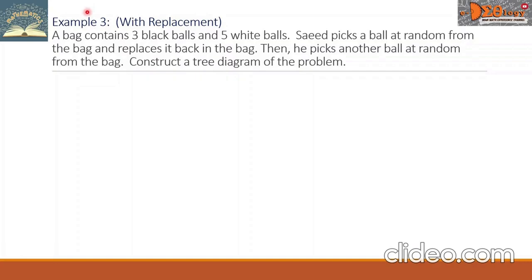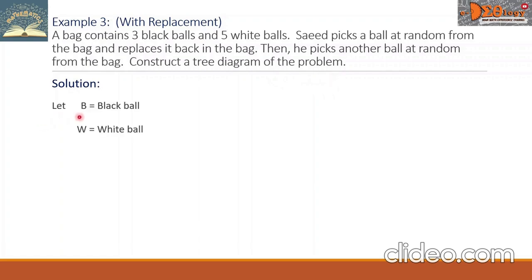Example 3. This is a problem about probability with replacement. A bag contains 3 black balls and 5 white balls. Said picks a ball at random from the bag and replaces it back in the bag. Then he picks another ball at random from the bag. Construct a tree diagram of the problem.